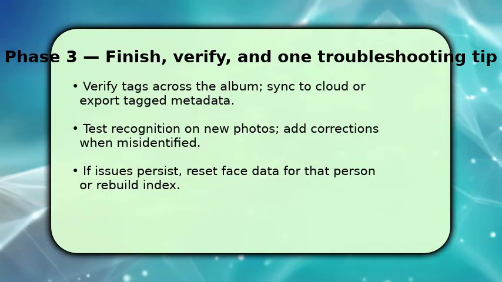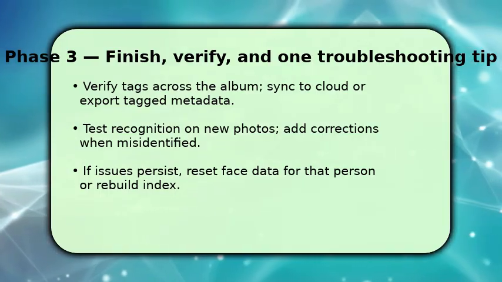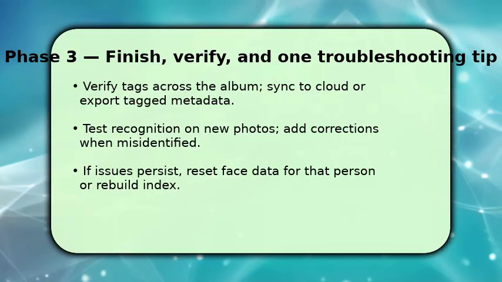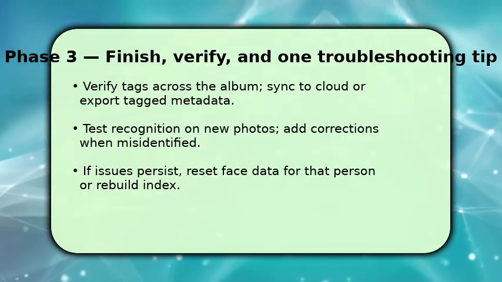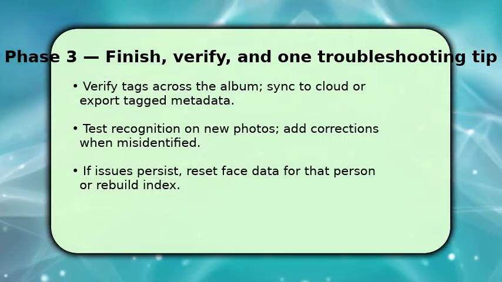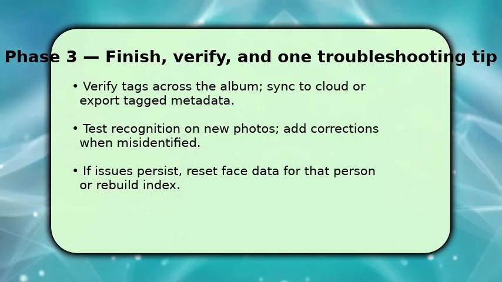If problems continue, like persistent false matches, reset that person's face data or rebuild the app's face index. This clears corrupted examples and lets you retrain cleanly, which usually fixes stubborn errors.